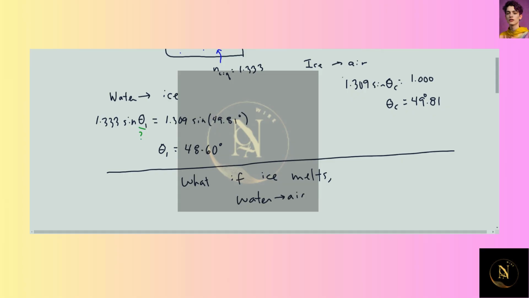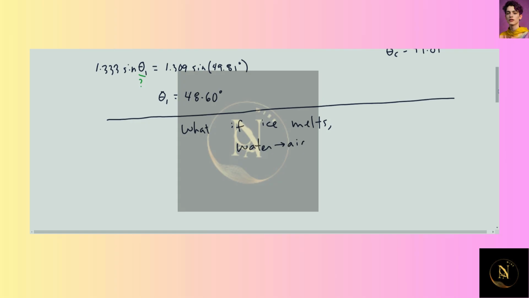So again, air is the less dense material. We have 1.333 times sine of theta critical, new theta critical, is equal to 1.000. And solving for that critical angle, no surprise, it is 48.60 degrees. So probably not the best way to test whether the ice is there or not. With this optics experiment, you'll have to think of a different experiment.